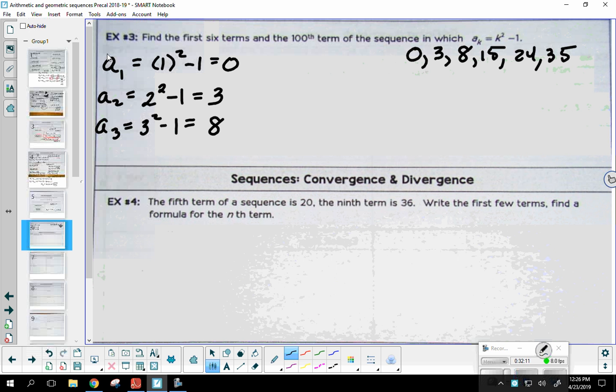Okay. But really, I mean, just look at the pattern. K squared, that's a perfect square, and then all you're doing is subtracting 1. So think about your perfect squares. You got 1, 4, 9, 16, and so forth. And then if you just subtract 1, see, you're getting the sequence we need. Okay. But what I would probably go ahead and do in order to find the 100th term, I'd probably go ahead and plug in. So A sub 100 would be k squared, so that's 100 squared. Okay. Now, is that 1,000 or 10,000? That's 10,000.